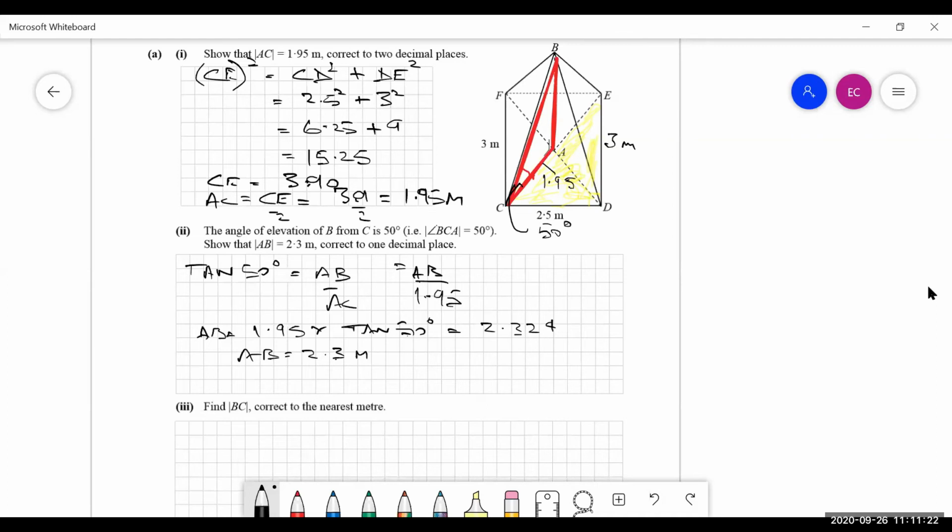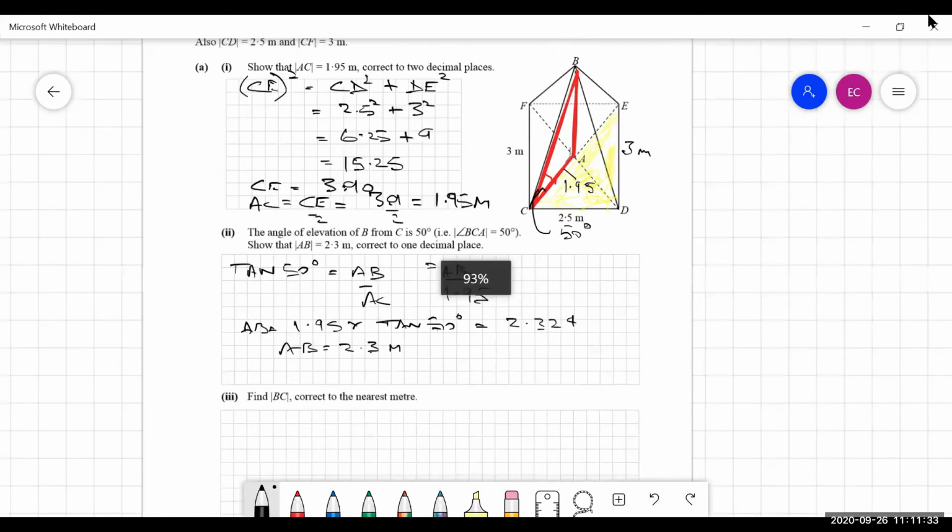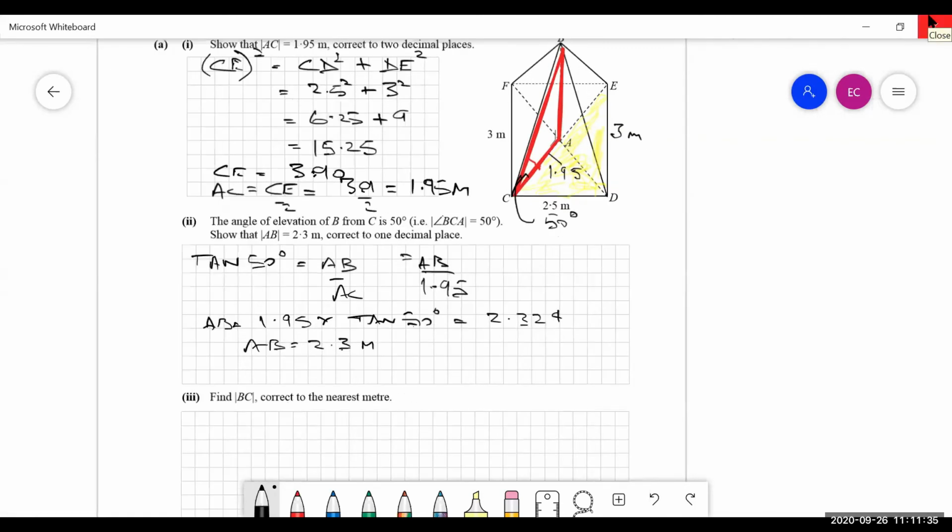So the third part of the question is quite easy, because we're to find BC correct to the nearest meter, but we already have two sides of the right angle triangle. We have AC and we have AB. So for BC we're just going to use Pythagoras' theorem there. So very easy part of the question there.